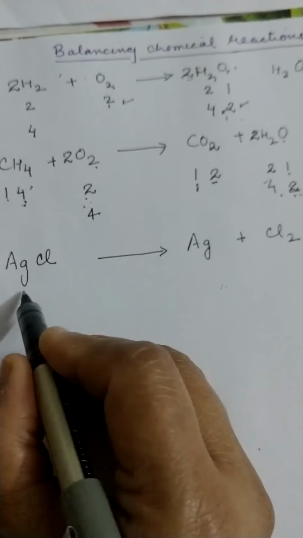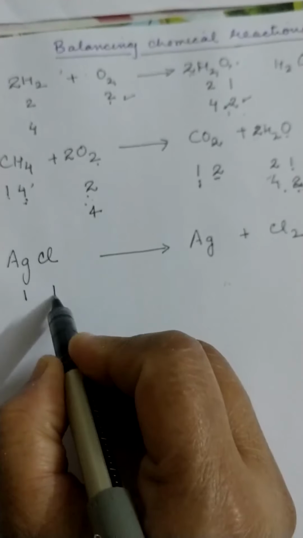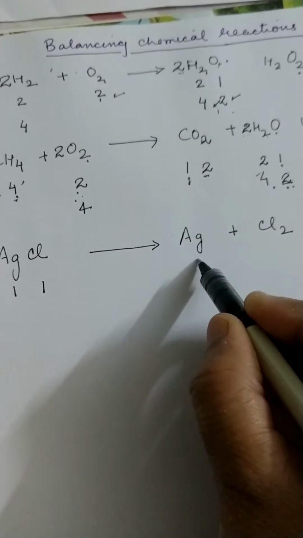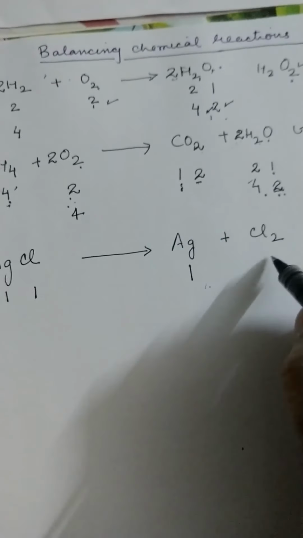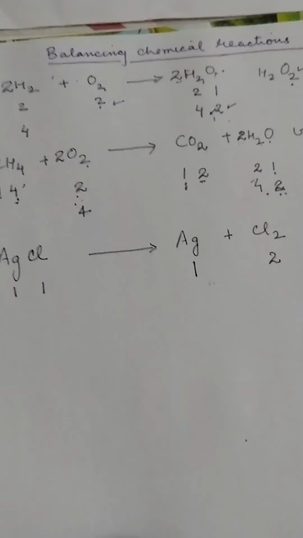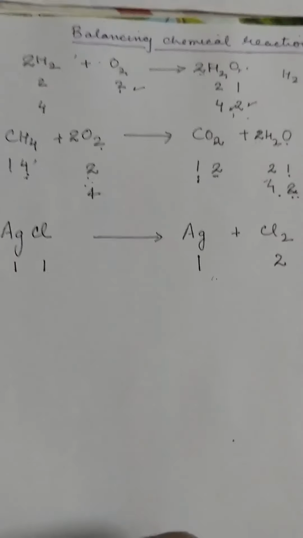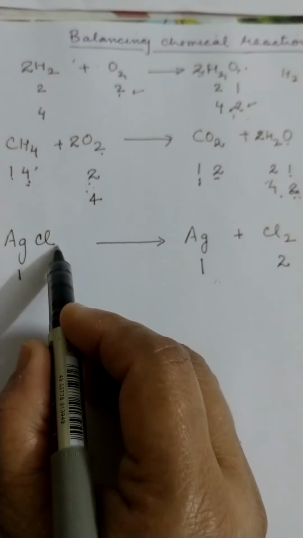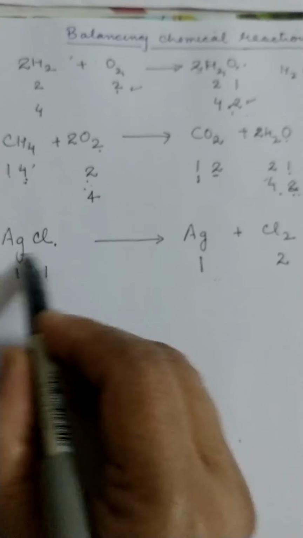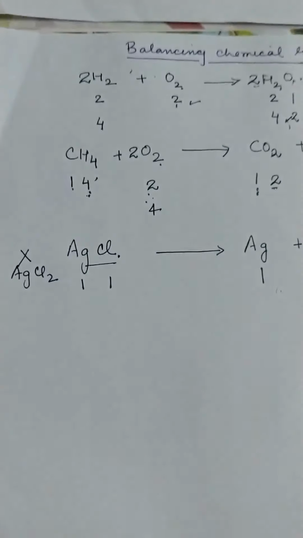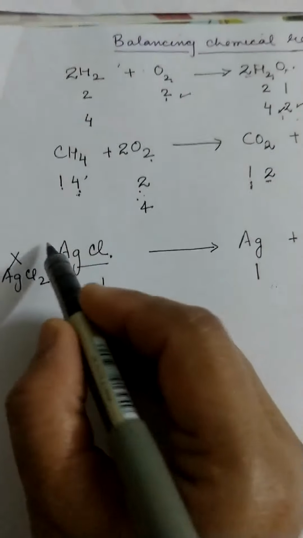In silver chloride, 1 atom of silver, 1 atom of chlorine. In silver, here silver has 1 atom and chlorine 2 atoms. Right? So this is not a balanced chemical reaction. It's very simple. What will I do? I will not put 2 here. That would be wrong. If I do it like this, it would be wrong. So what will I do? I will write 2 over here.